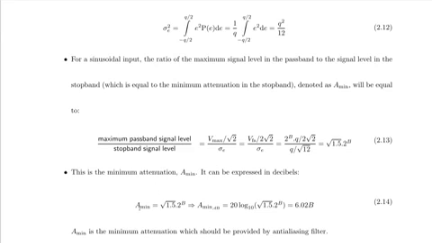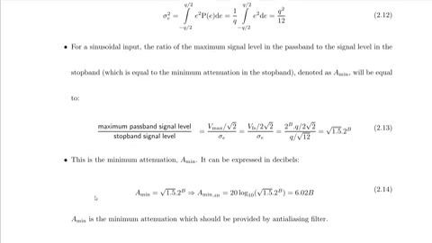Please consider the difference between A_min and V_max or A_max. A_max is the maximum amplitude in a sinusoidal signal, or V_max, but A_min is minimum attenuation. So A here is for attenuation, and V or A_max here is for amplitude.